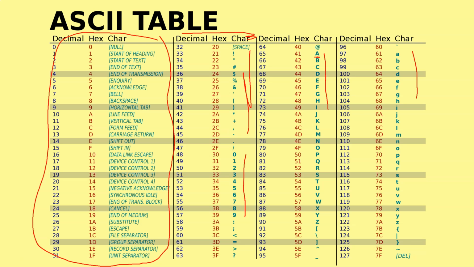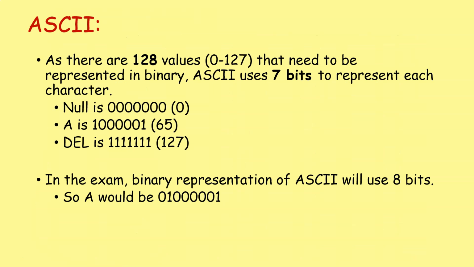It would be useful to know things like, if A is value 65 and B is 66, then clearly A and B have one difference. If you add 1 to the value of A, then you get the value of B. If you add 1 to that, then you get the value of C, which is 67. As there are 128 values, from 0 to 127, that need to be represented in binary, ASCII uses 7 bits to represent each character. So the first value would be null, and that's just 7 zeros.